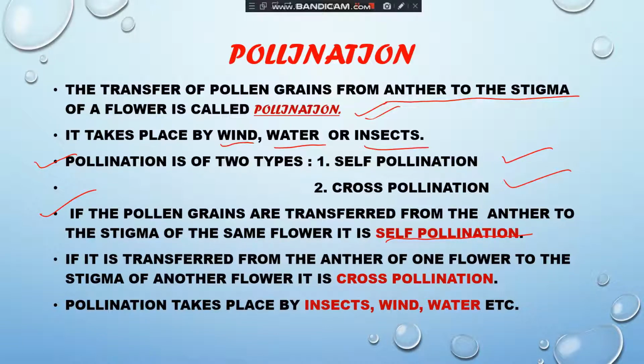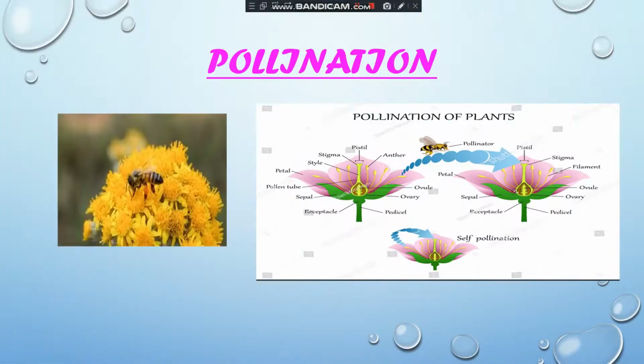But if it is transferred from the anther of one flower to the stigma of another flower, now the flower can be of the same plant or on another plant of the same kind. If the pollen transfers from one flower to the stigma of another flower, it is called cross-pollination. And as I told you, pollination takes place by insects, bees, water, etc. Clear, students? So what is pollination? Pollination means the transfer of pollen from anther to the stigma.